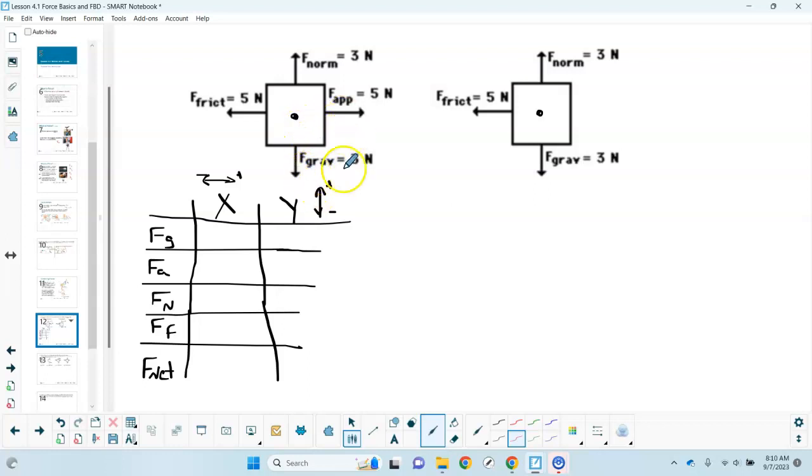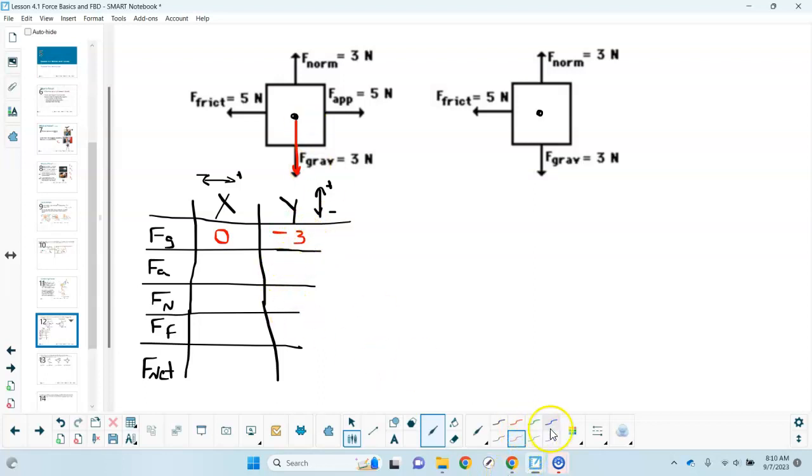So if we start with gravity, is it going in the x direction or the y direction? There's gravity, and it's pointing down, so that's going to be in the y direction. The x direction is going to be 0 because it does not go left or right. The whole amount of gravity is going down, so down is negative, and that would be -3. All right, so that's how you would do the first one.